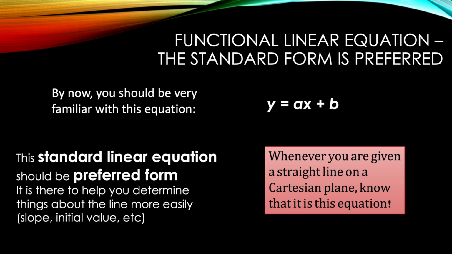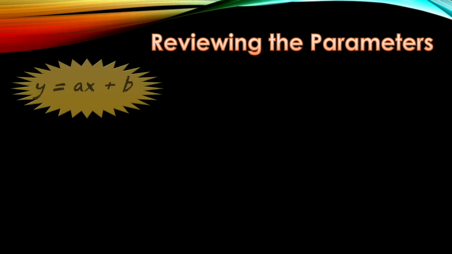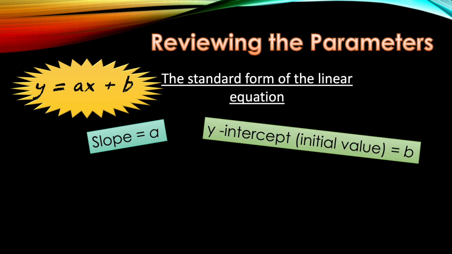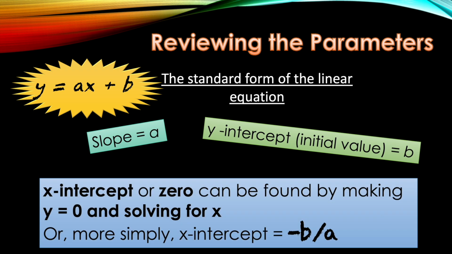However, this in Quebec is called the standard linear equation, and it is the preferred form, especially in this course. Whenever you're given a straight line on a Cartesian plane, this is usually the form of the equation that would go with it. So just as a recap, for y equals ax plus b, which we call the standard form in this course, our slope is considered a. Like I said, in other places it could be m, and b is considered the y-intercept, also known as the initial value of the function.